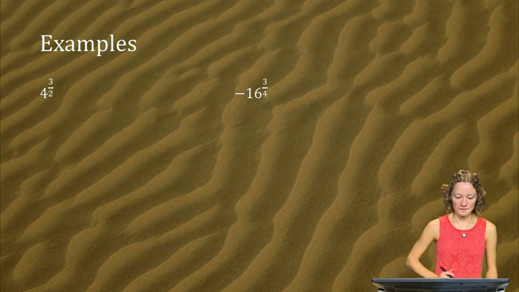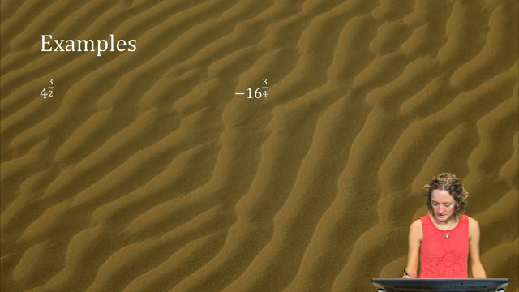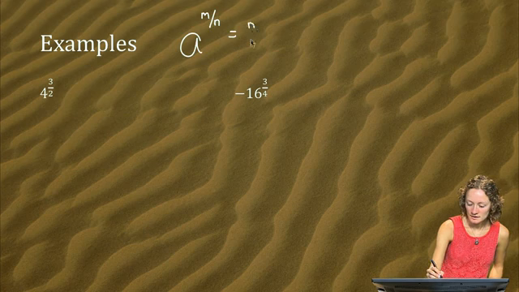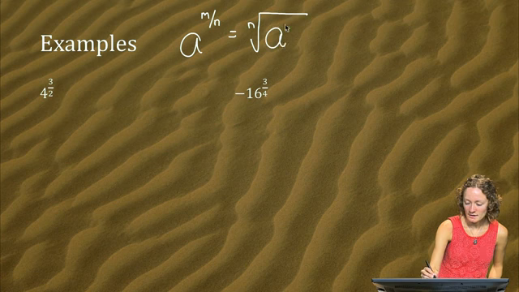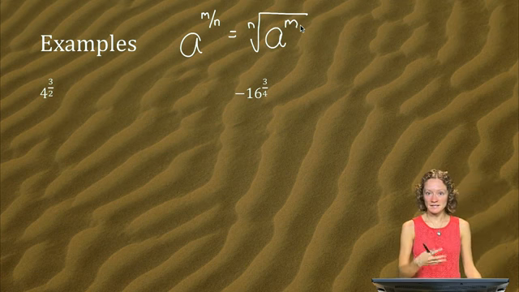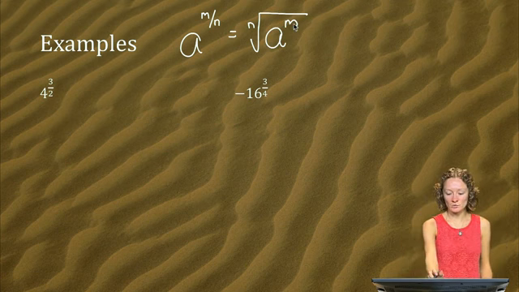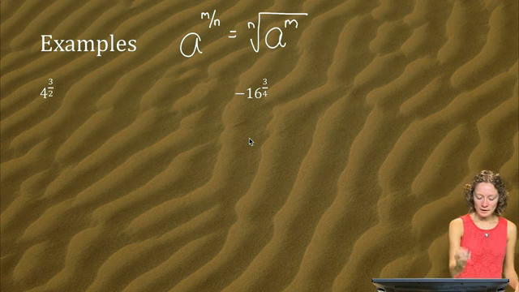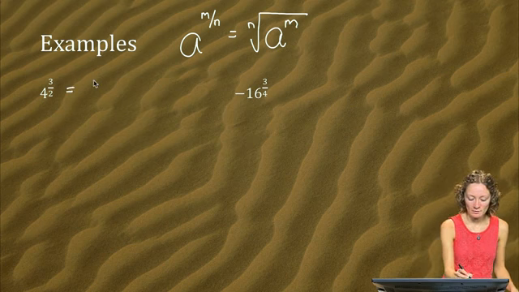Let's take a look at the second rule. The second rule is a to the m over n, index of n, a to the m. Exact same thing, but now instead of a 1 in the numerator, we have an m. So something other than 1. Okay, so let's make the change on this one to start out with.